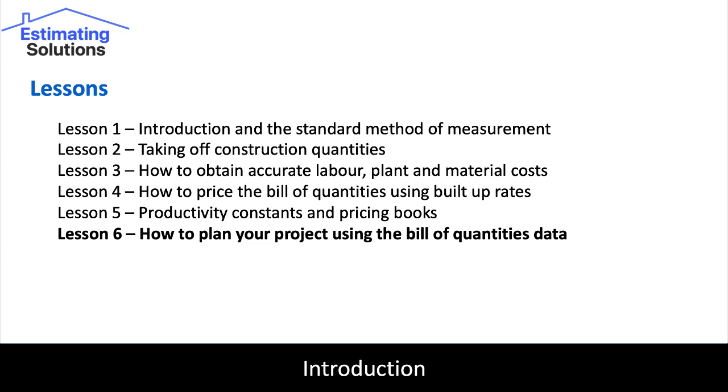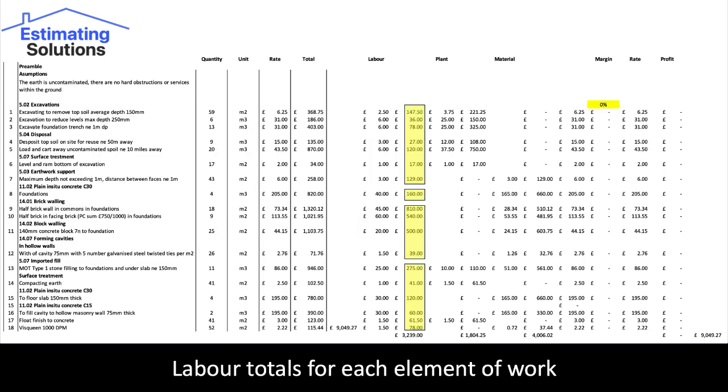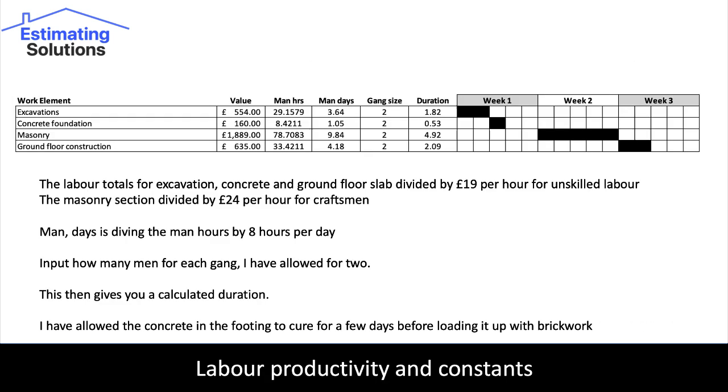This is lesson 6 of 6. This lesson will help you build a project plan using the data within the bill of quantities estimate. I am using the simple foundation and ground floor slab as my example from the previous lessons. You can add the labour sections up within the estimate, see the yellow boxes. I have put the totals in the programme sheet as you can see.